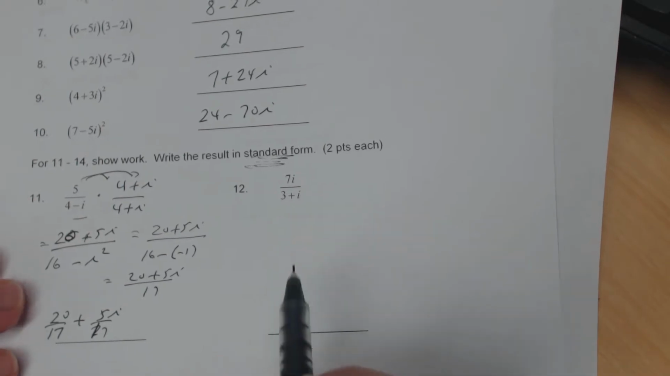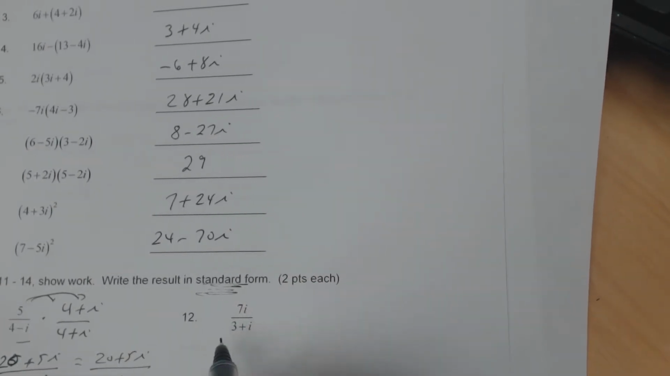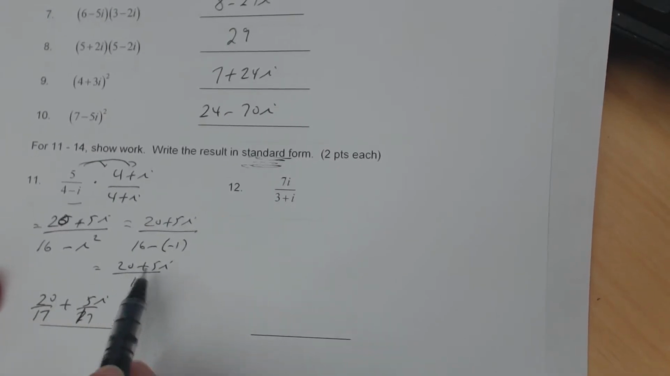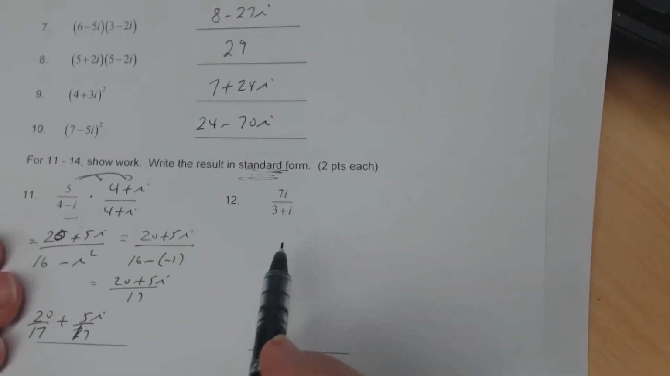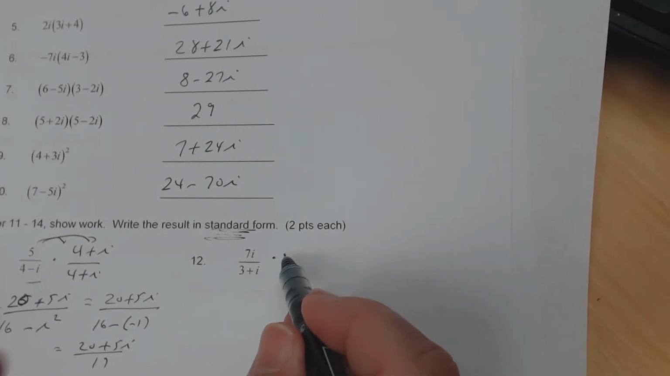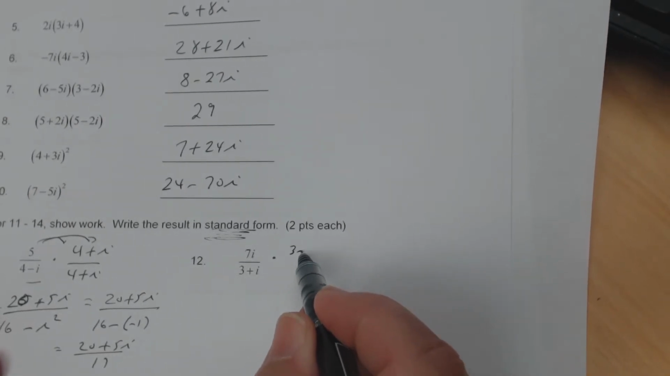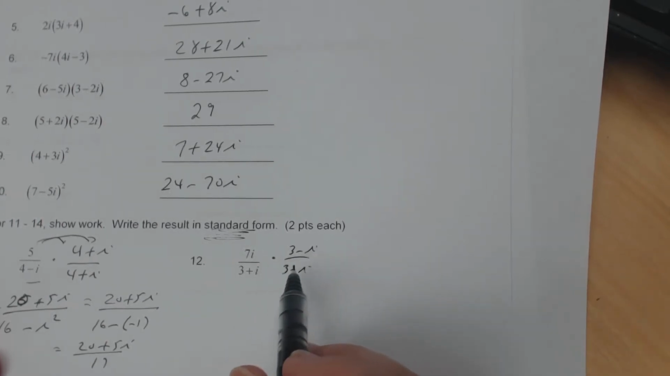Okay, over here, again, you're going to multiply numerator and denominator by the conjugate, because you notice I no longer had an I in the denominator. So you're going to do the same thing here. You're going to multiply both the numerator and the denominator by the conjugate of 3 plus I. The conjugate of 3 plus I is 3 minus I. So you multiply both numerator and the denominator by that.